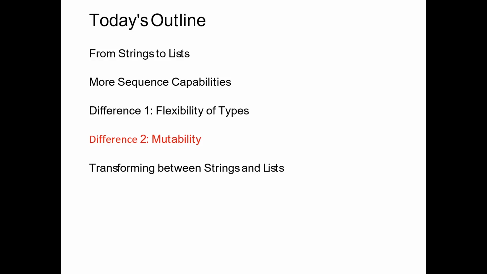All right, next up we're going to talk a little bit about mutability. So mutating means we're changing something. So if something is mutable, that means we can change it. If it's immutable, that means it's unchangeable. Now I'm going to tell you right now that strings are immutable and lists are mutable. So we can change lists, but we cannot change strings.